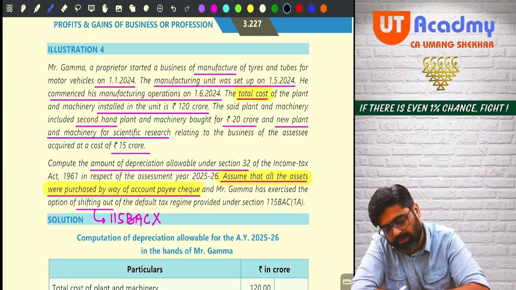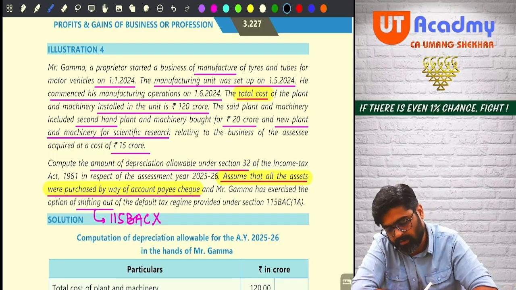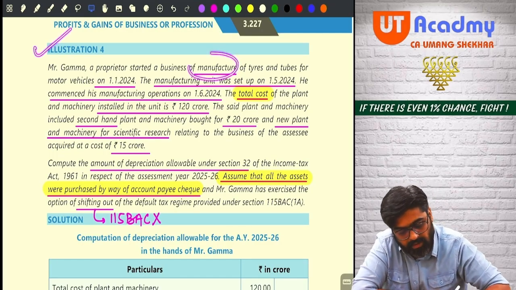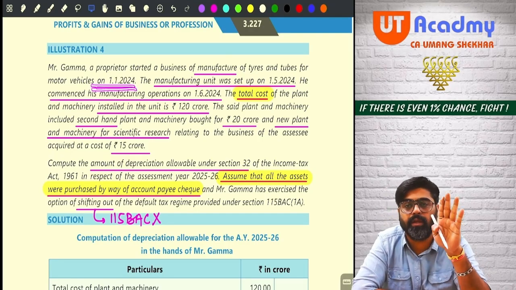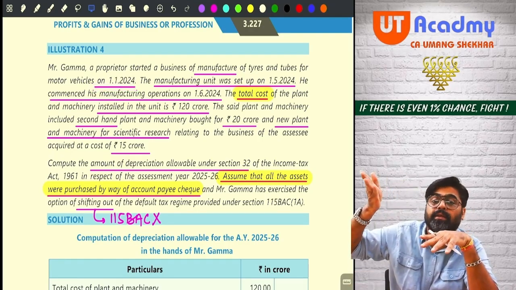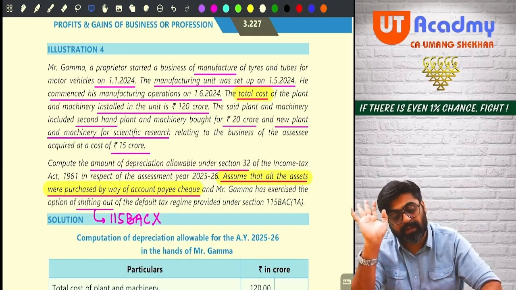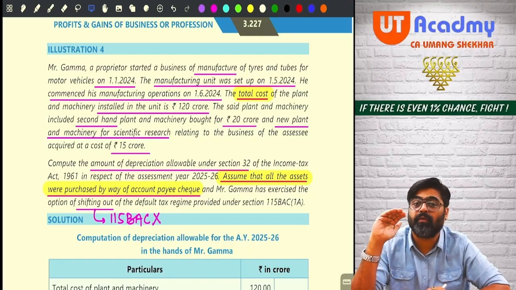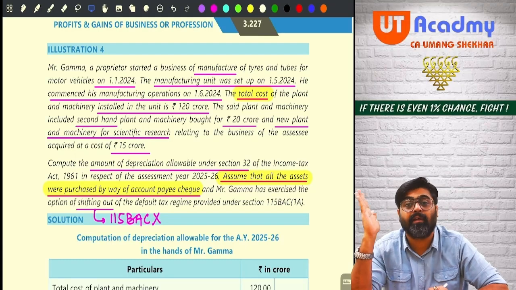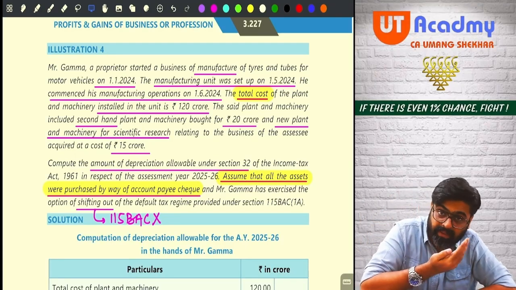Mr. Gama, a proprietor, started a business of manufacture of tires and tubes for motor vehicles on 1st of January 24. See, the business was started last year in January. The manufacturing unit was set up in this year, 1st May 2024. I don't have to see when the business was started. I have to see when the unit was set up. It is set up in this year.